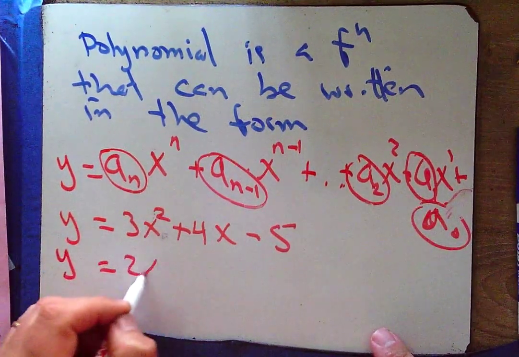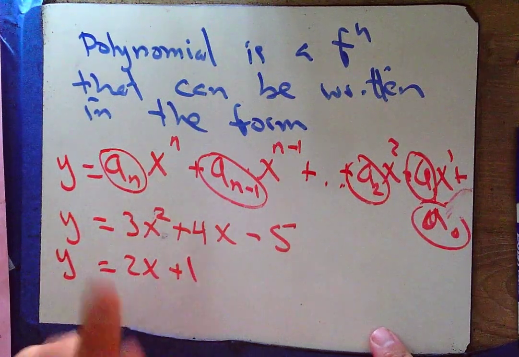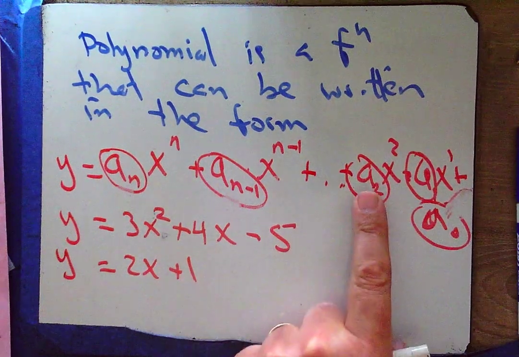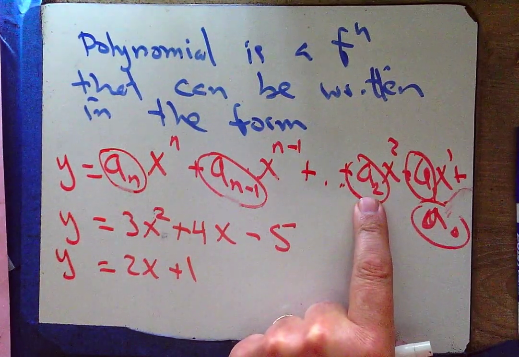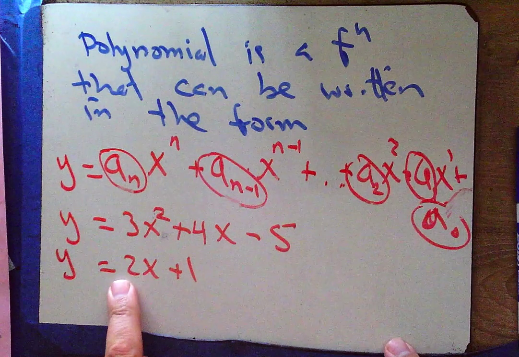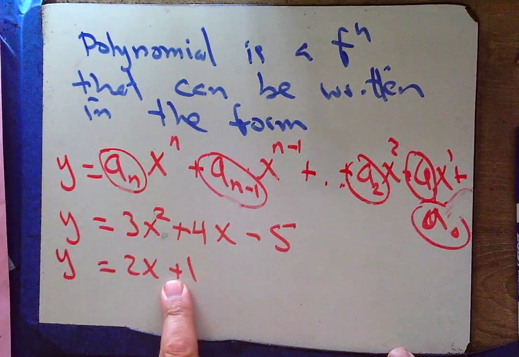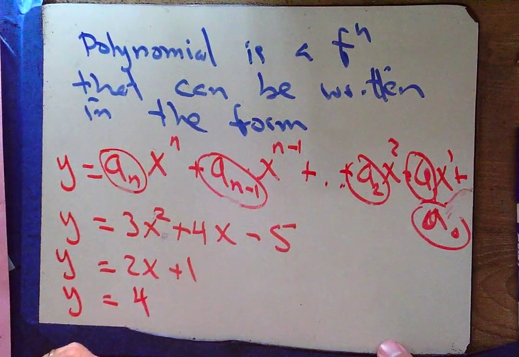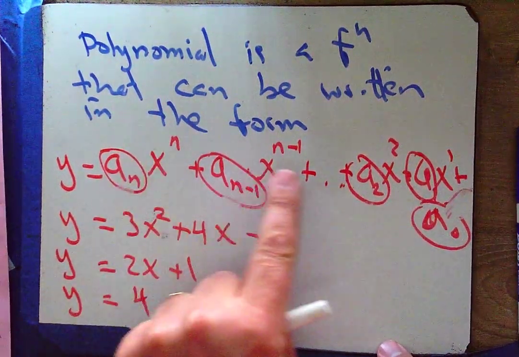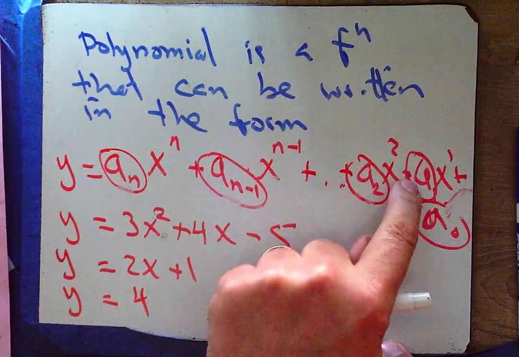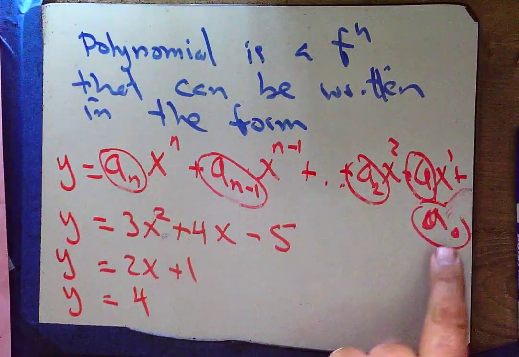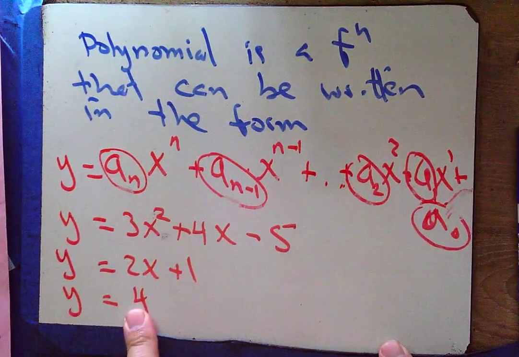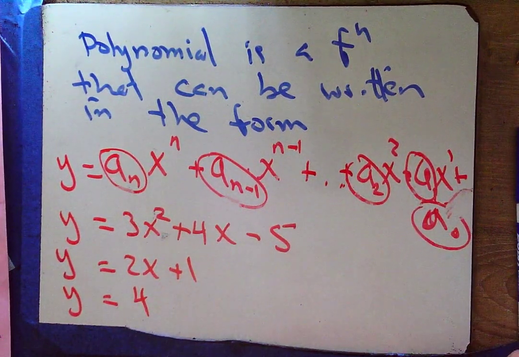So what about this one? 2x plus 1. Well, I put a 0 here, and a 0 here, and all of the zeros in front of these other terms, and then a sub 2 is 0. But a sub 1 is 2, and a sub 0 is 1. So that fits the form. So then if I have something like y equals 4, I'm just putting in 0 for all of these, so that all I have left over is a sub 0, which is 4. This is a polynomial, okay?